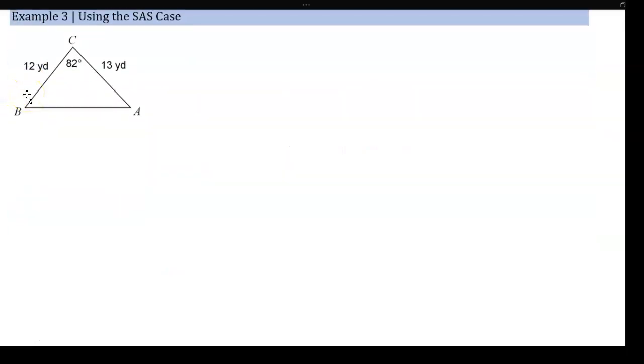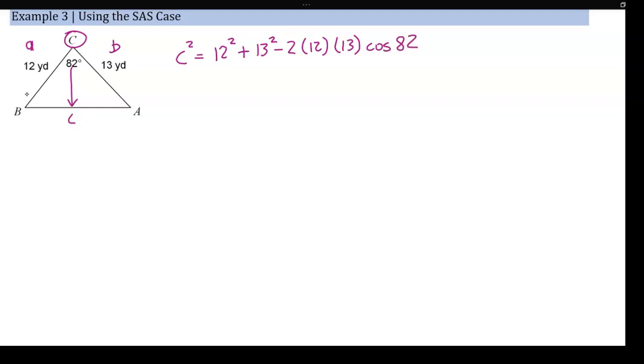For the third example, where we're using the side angle side case, we're given side A, and we're given side B, and we're given the included angle of C. So the first thing we need to do is solve for the side opposite the given angle, which is side C. So C squared equals, now we're going to substitute into our formula, A squared plus B squared minus 2 times A times B times the cosine of angle C, which is 82. Now again, this is something you can put straight into the calculator.